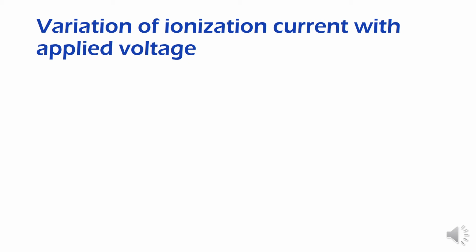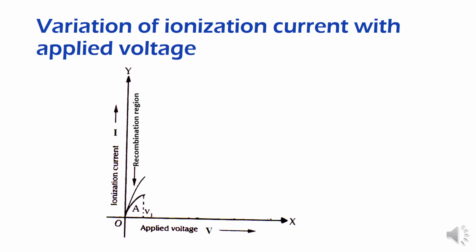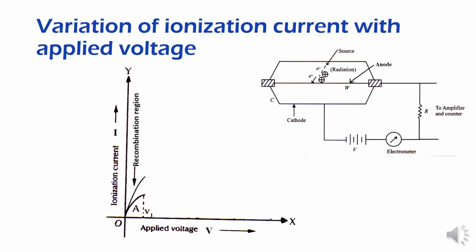But when the applied voltage is very, very small, the anode is not able to attract all the electrons. Therefore, recombination of electron-ion pairs will take place. Since we are increasing the voltage slowly, the recombination decreases. When recombination decreases, automatically the current in the circuit increases.